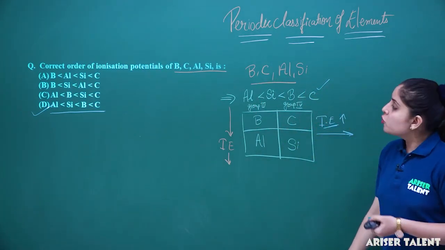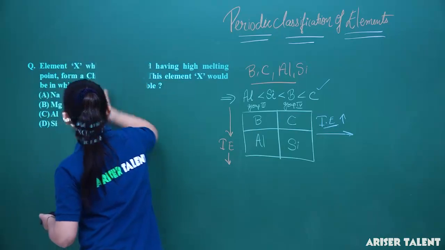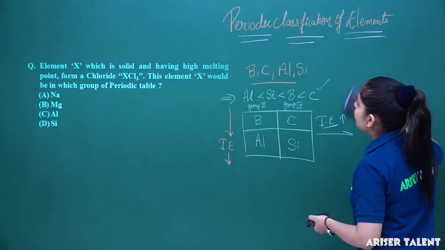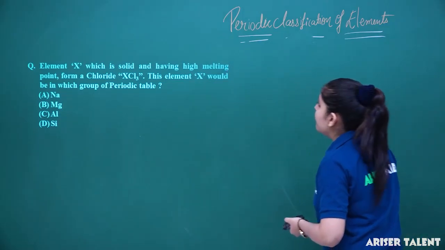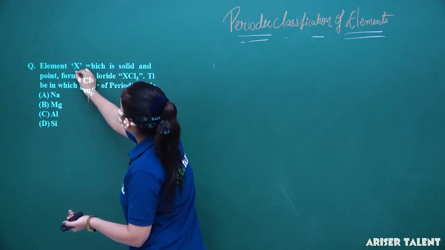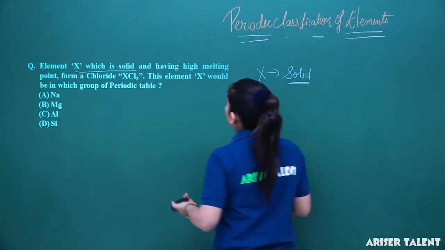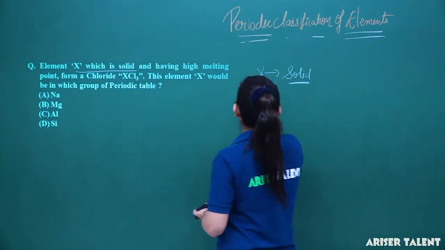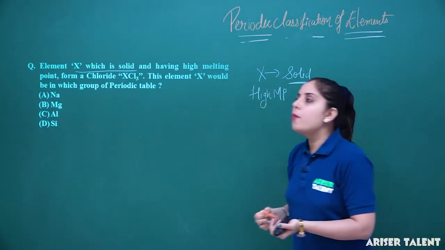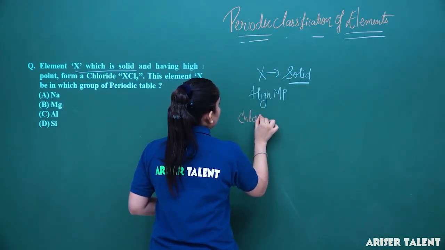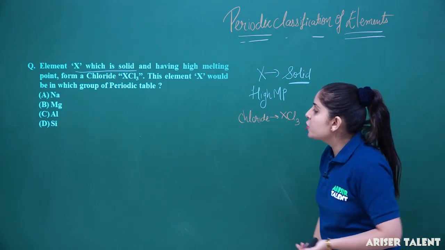Now, let us move to our next question. Element X, which is a solid having a high melting point, forms a chloride, XCl3, and in which group of the periodic table would this element be? Now, let us go through each step one by one. Firstly, I am writing that element X is a solid having a high melting point. Now, it forms a chloride having the formula XCl3. And this element X would be in which group of the periodic table?